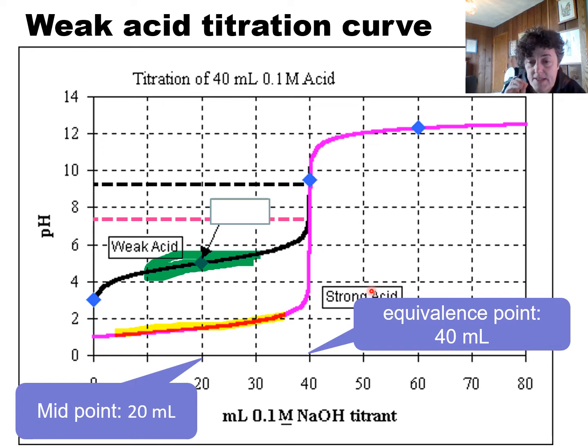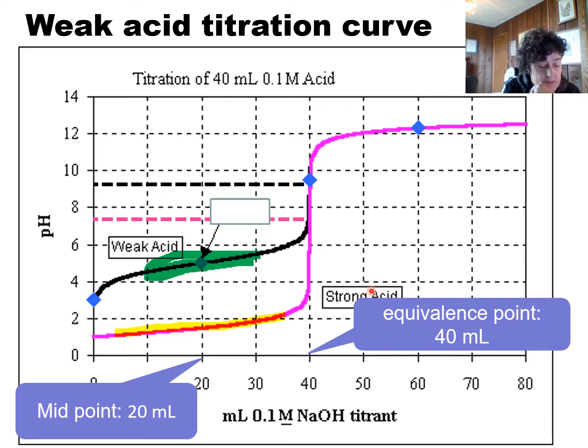So that's the really key concept that allows you to identify, without any fear of mistake, if it's a weak acid or a strong acid. For a weak acid at the equivalence point, the pH is basic. For a strong acid at the equivalence point, the pH is neutral. For a weak acid, so for the black curve, you also have another important point, that is the midpoint, right? So if the equivalence point is 40 milliliters, the midpoint is 20 milliliters.